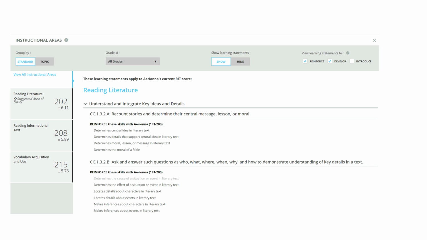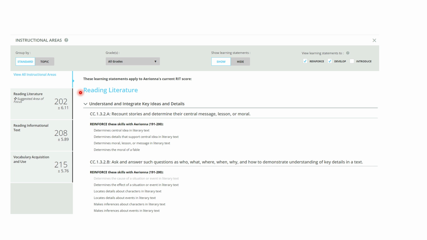So you will see, if you look at the left-hand side, this particular student in reading, so I'm trying to show you various content areas to get you familiar with it. So this is the instructional areas of focus for reading. You can see we're looking at reading literature, reading informational text, and vocabulary acquisition and use. You will see that the lowest RIT score for this student is a 202, and it's indicating that that is the suggested area of focus.